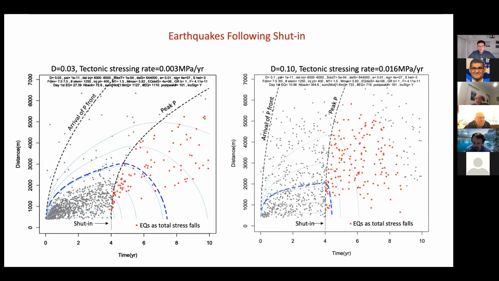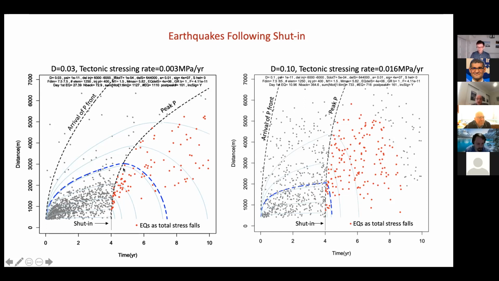Yes, exactly. So there's a background tectonic stressing rate, and countering that is the pressure drop. So all of the black dots in these plots occur as the total Coulomb stress is increasing, and the red dots are when the stress is falling. So it's the combined effect of pressure change and background stressing rate. So those black dots at the far right on the right panel after the peak P, are those then because the background rate is coming back into play? Yes, that's the tectonic stressing rate.